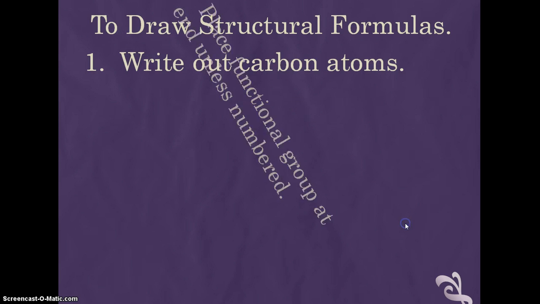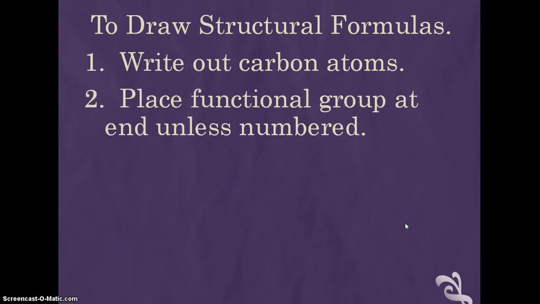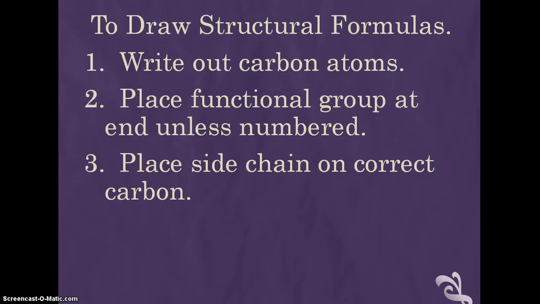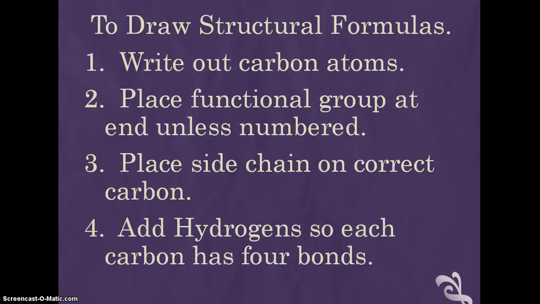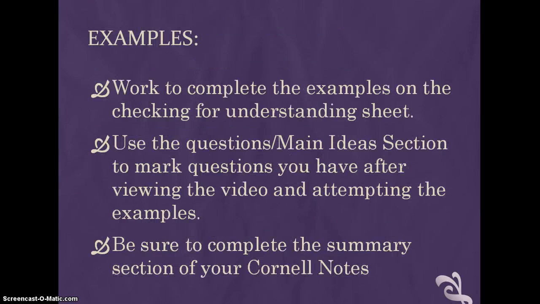When you draw them, start with your prefixes, write out your number of carbons, place your functional group at the end unless there's a number telling you where it should be, put your side chains on your correct carbons, so your methyls and your halides, and then put hydrogens on every carbon so everybody gets 4.